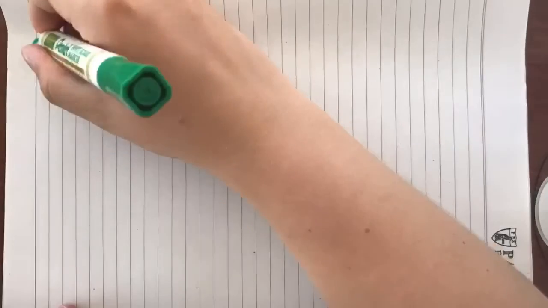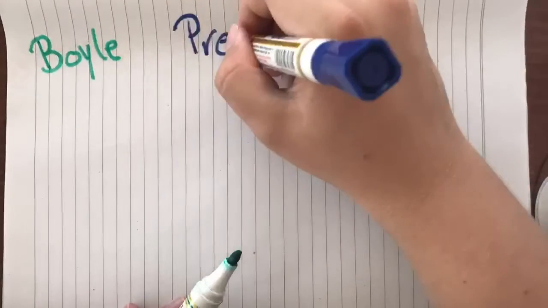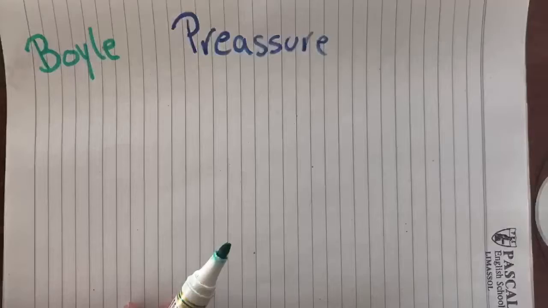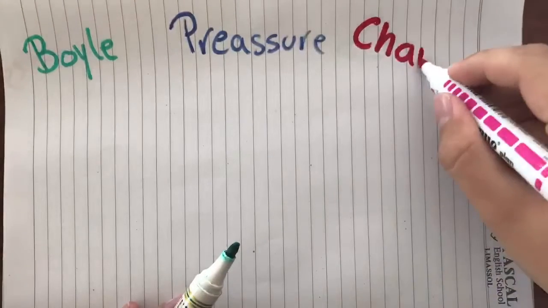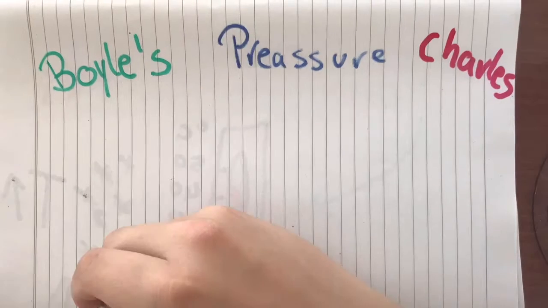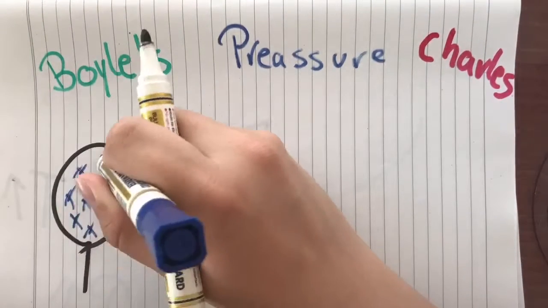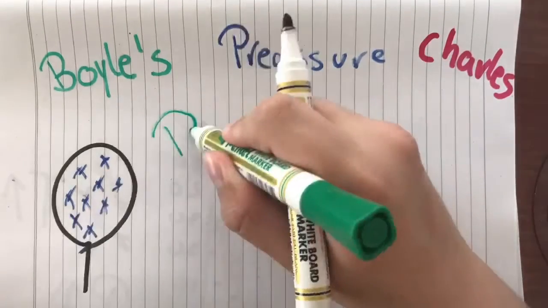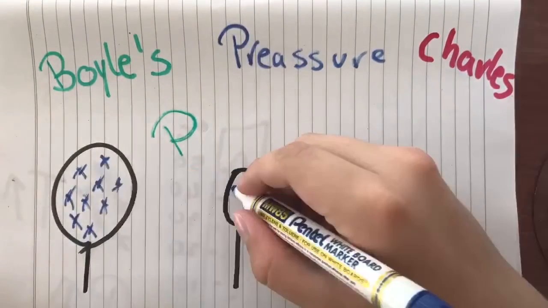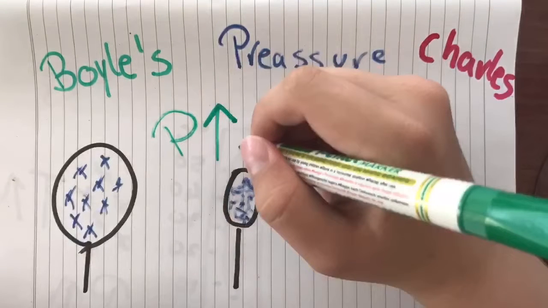Now, on the concept of an ideal gas, we can explain all three of our gas laws, which are Boyle's law, the pressure law, as well as Charles' law. Firstly, let's look at Boyle's law, which tells us that volume is inversely proportional to pressure, which means that when we decrease volume, we will increase the pressure if the temperature is kept constant.